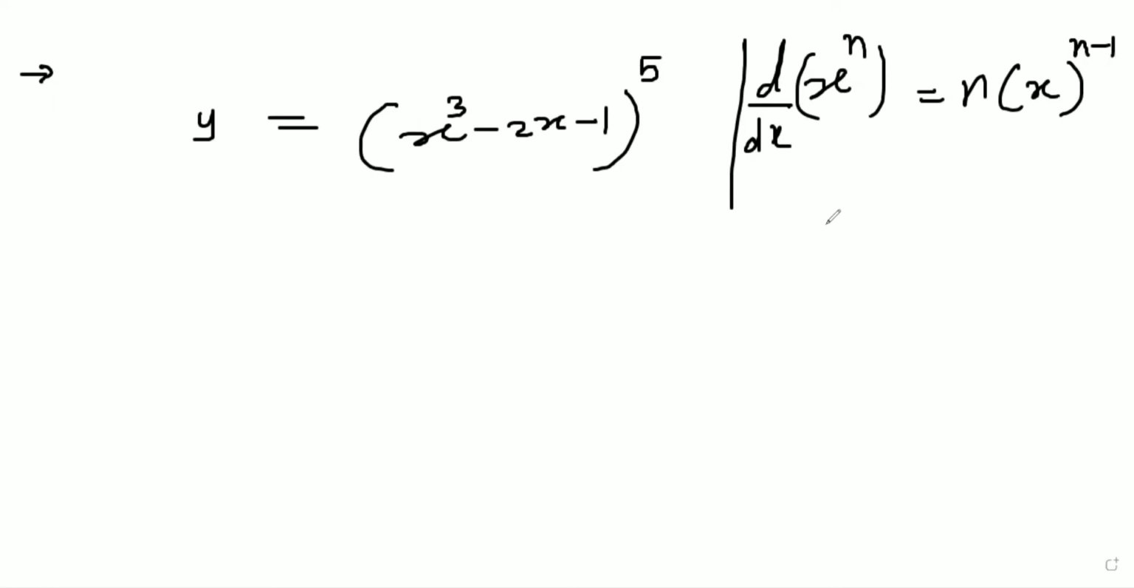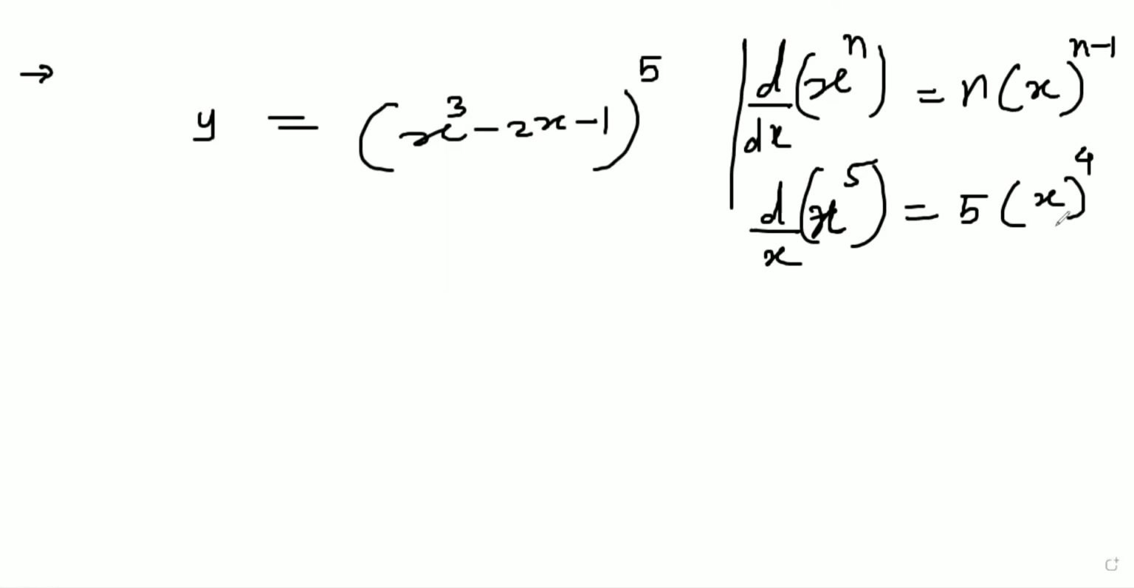For example, if the function is x raised to 5, then we can find the derivative of x raised to 5 with respect to x. Here the value of n is 5, so we write 5 into x raised to n minus 1, meaning the predecessor of 5, which is 5 minus 1, that is 4. So this will be the answer for that function. And since it is x only, we know the derivative of x is 1. So here we will write 1.